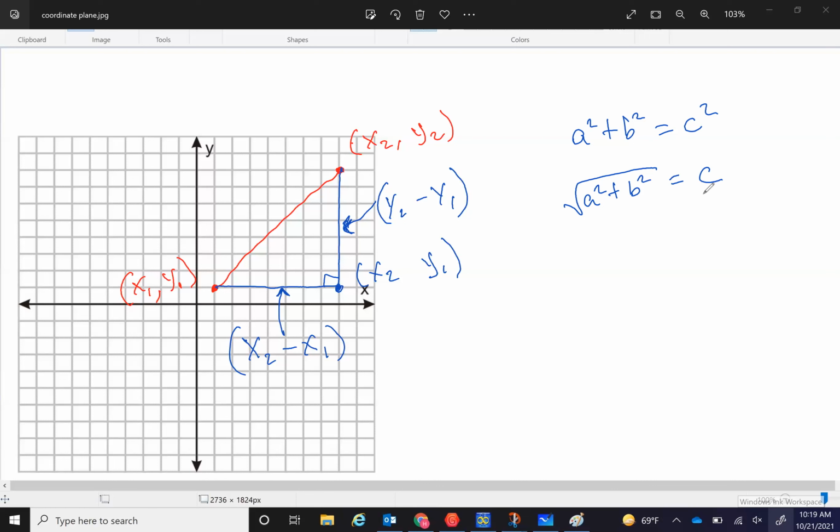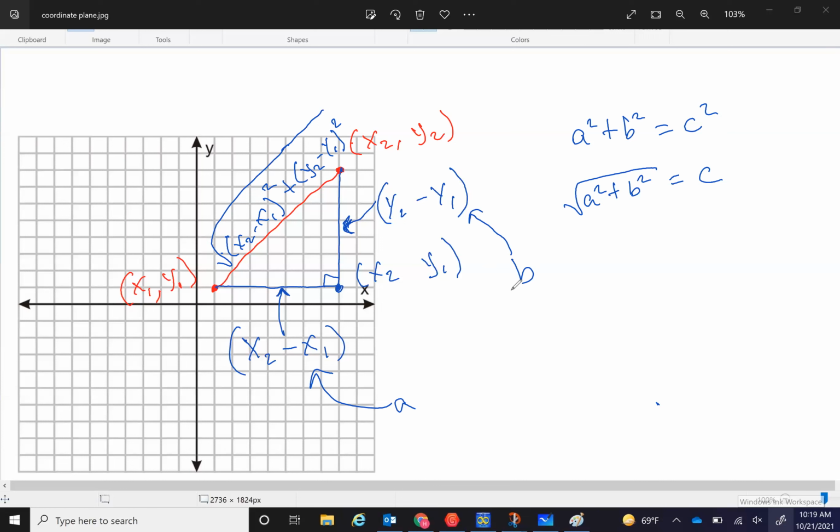Okay, so what does that mean in our case? I'm going to do the hypotenuse here. This is the square root. But my a squared and my b squared, let me write that as x2 minus x1 squared plus y2 minus y1 squared. This, if you notice, that's my a, and this, if you notice, that's my b.